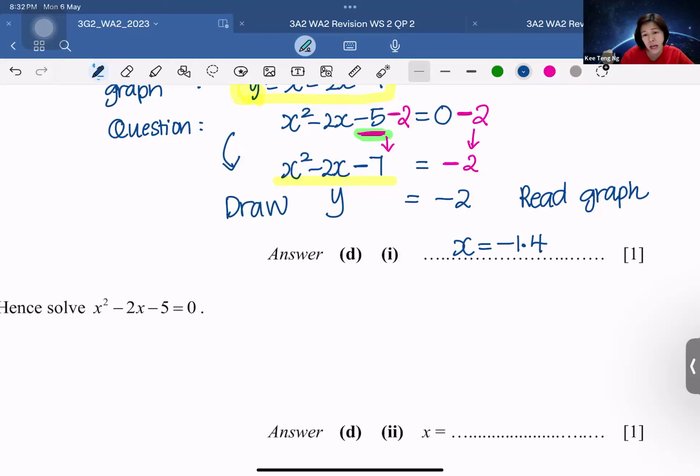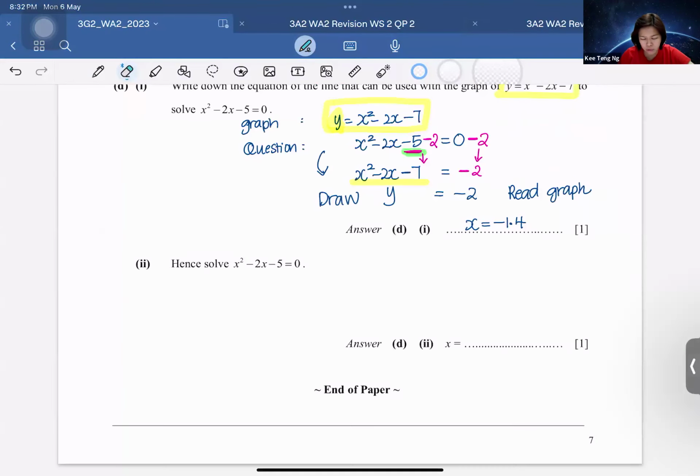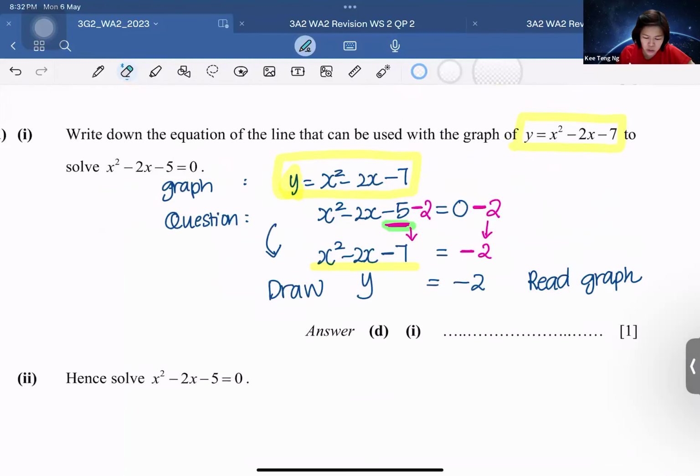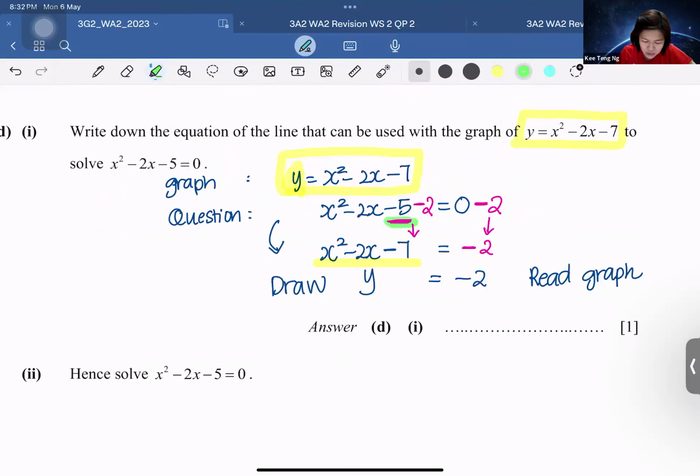So x equals to this. Sometimes when you have two answers, you can put one answer or the second answer. When you have questions that have two answers, you need to put the word or. But for this one, only one answer. Next one. Now, hence solve the number. Oh, sorry, I wrote wrongly. Wait. Part A, they asked me to write down the equation of the line. Sorry, I answered both questions at the same time. They asked me to write down the equation of line. So the equation of line is just y equals to -2.